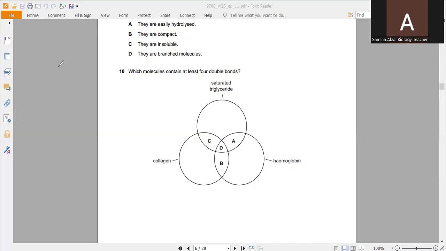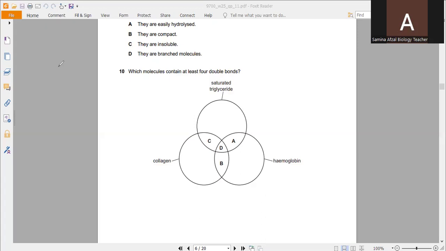So a saturated triglyceride has three ester bonds, meaning it has exactly three carbon-oxygen double bonds. Since it is saturated, there are no carbon-to-carbon double bonds in the fatty acid tails. Therefore, it has fewer than four. So triglyceride, no, only collagen and hemoglobin will have.